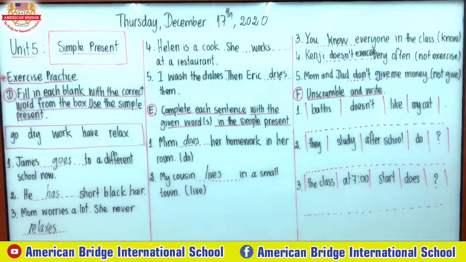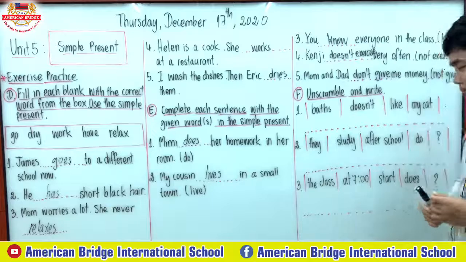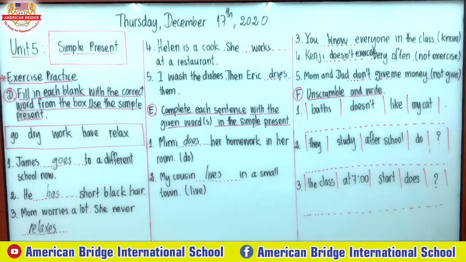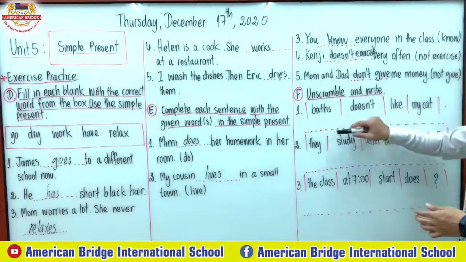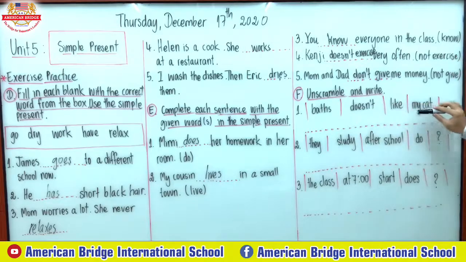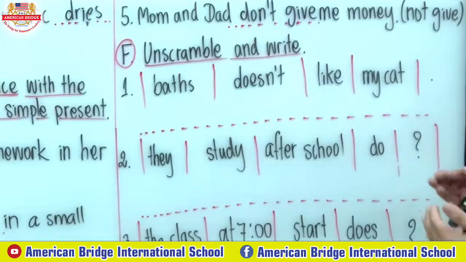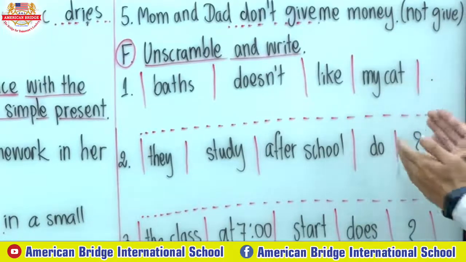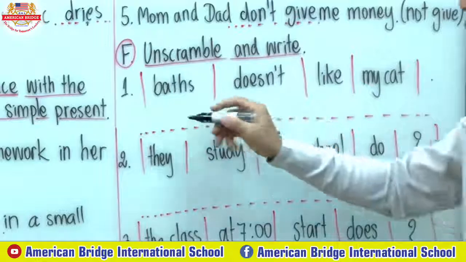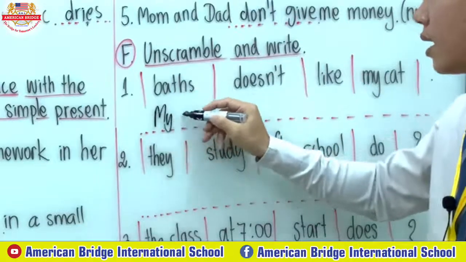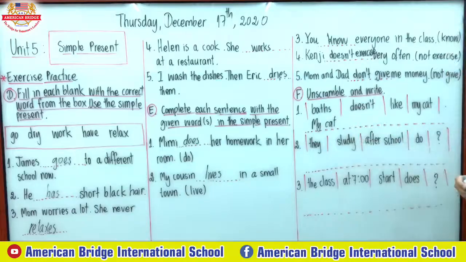Part B, unscramble and write. Okay, so we have 3 sentences. Now let's do our first sentence. So we have the words does not, like, my cat, and period or full stop, right? Okay, so now let's start with the subject first. Where is the subject in our sentence? Where is the subject, everyone? So here is the subject in our sentence. My cat, right? Okay, I'm going to start with my cat. My cat what, everyone?